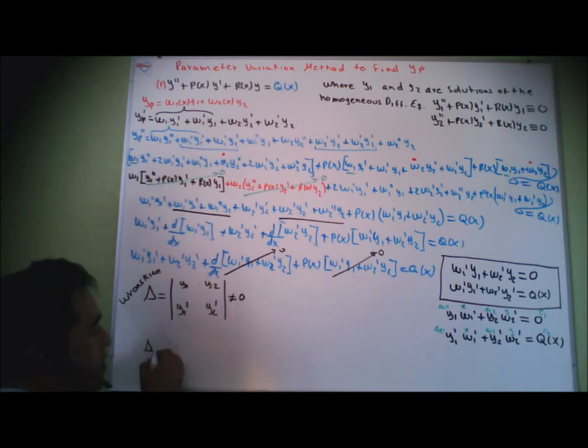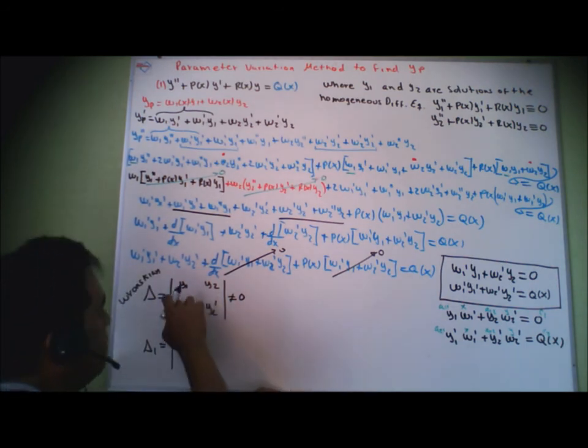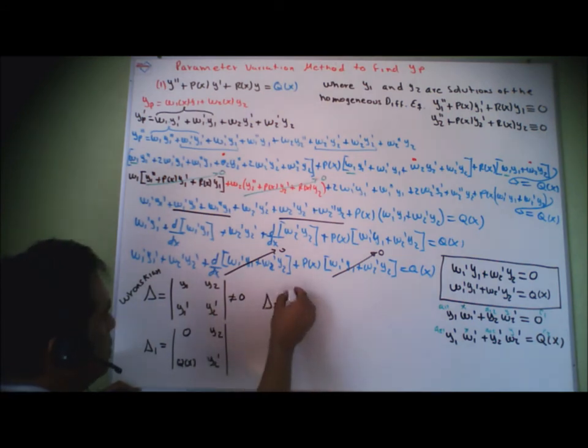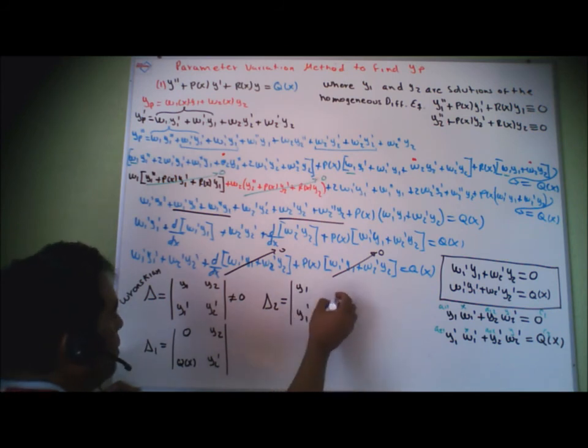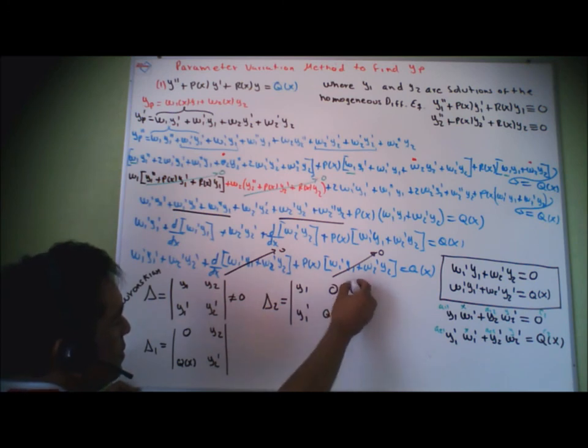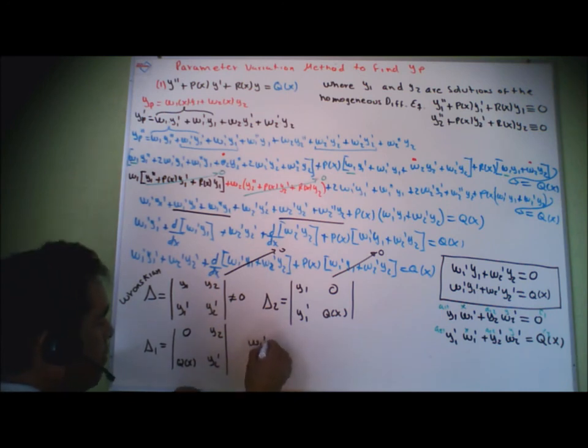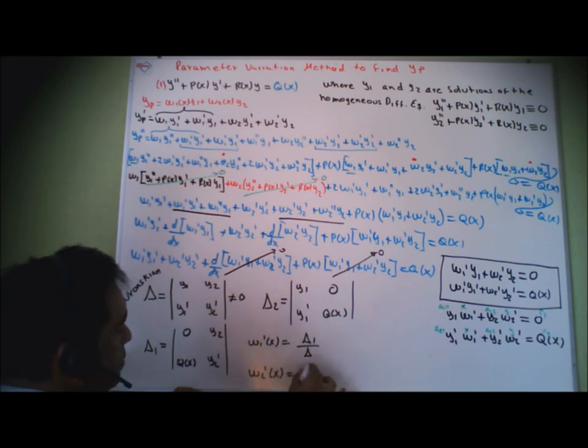Now delta 1 is going to be, using the same procedure, you replace this by the C1 and the C2, so it's going to be 0, q of x, y2 prime, and then you calculate delta 2, which is the same procedure, you replace this with 0 and q of x, so y1 prime, and then 0, q of x. Alright, now what are the values? So w1 prime of x is going to be delta 1 over delta, and w2 prime of x is equal to delta 2 over delta, using the Cramer method.